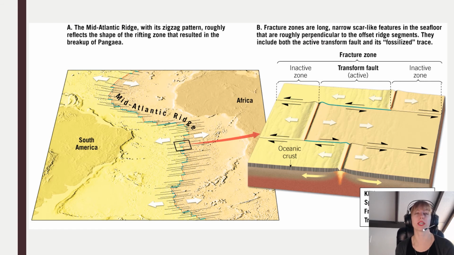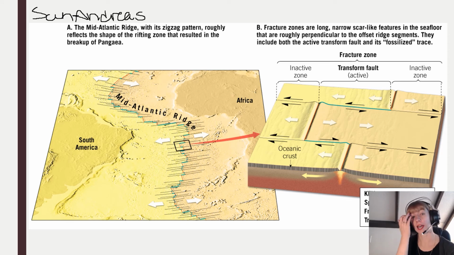So moving on to transform boundaries, there are transform faults and massive transform faults, and one of these is the San Andreas fault. The San Andreas is actually a plate boundary, and it is a transform fault.